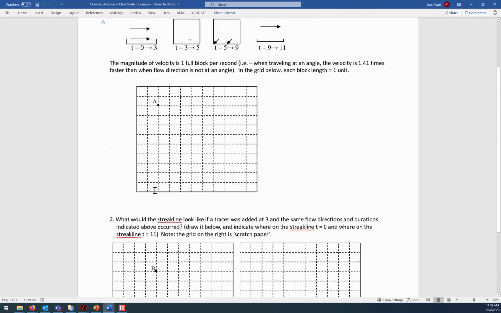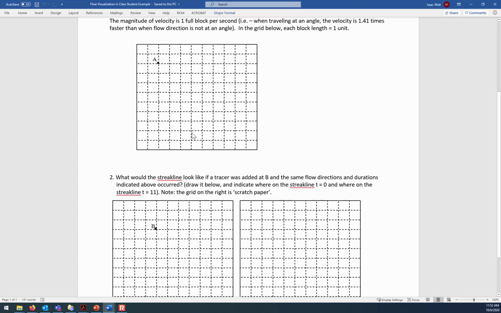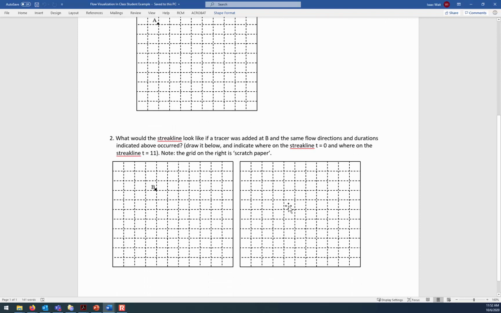So you move the paper in the manner directed by these streamlines and come up with the shape of the streakline, and then you transpose that shape of the streakline into the correct location, because the very end of the tip needs to be at location B. So let me just give you a moment to try and sketch something out, and then I'll show you what the streakline looks like and where it should be located.